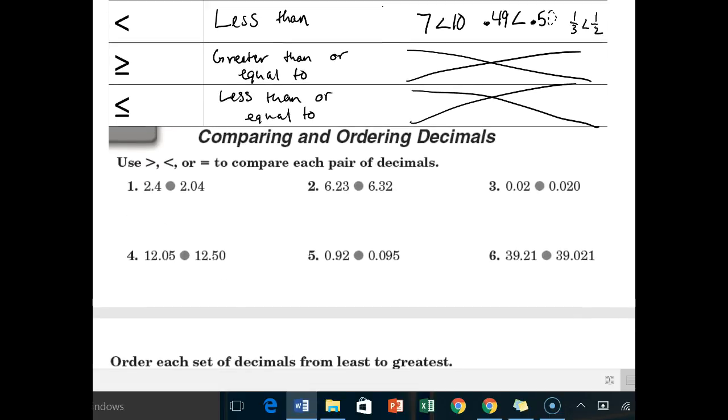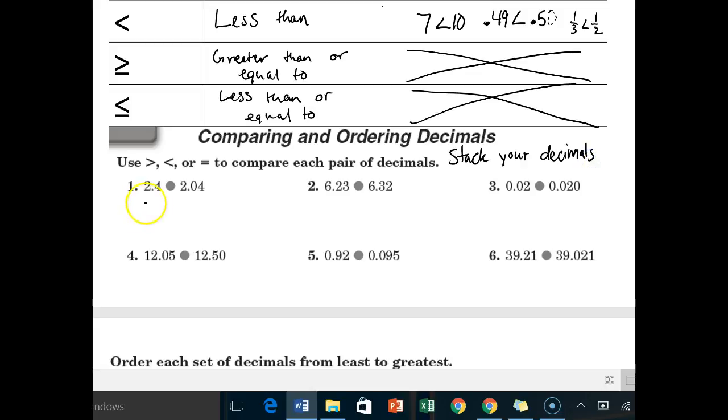Right, so I'm going to do the odds on this one. And to compare decimals, you must, and please write this down, stack your decimals. It's the easiest way to compare decimals, is just to put them on top of each other and just say, all right, which one is bigger?